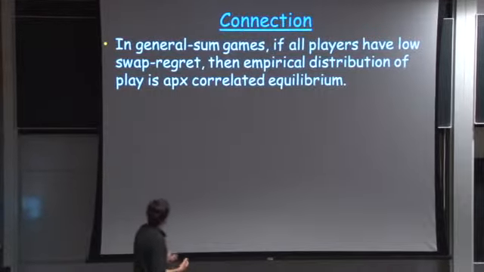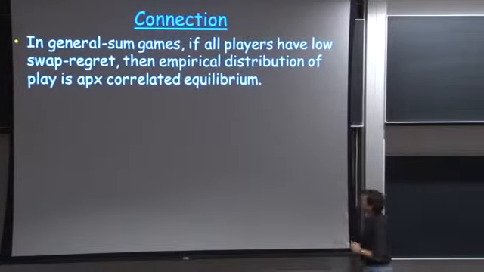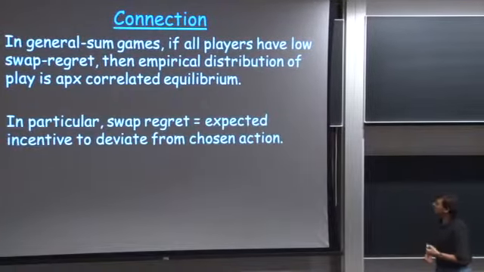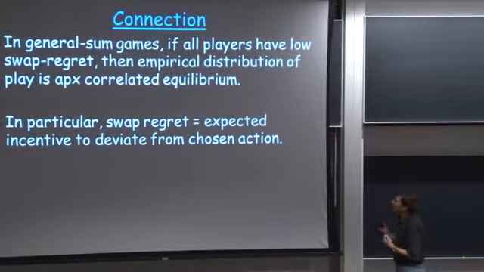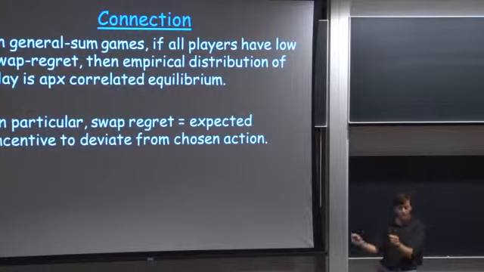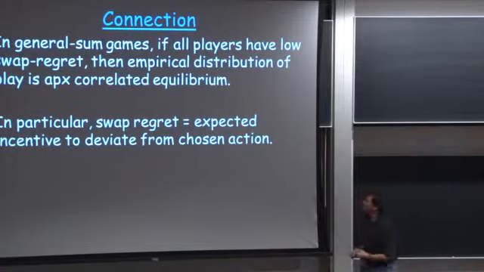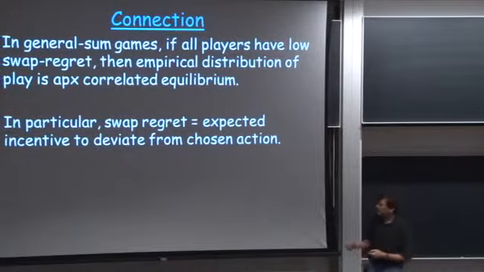The connection, right, so if all players have low swap regret, the empirical distribution of play will be an approximate correlated equilibrium. In particular, the swap regret, this thing of rewiring or swapping, is exactly the expected incentive to deviate from the chosen action.